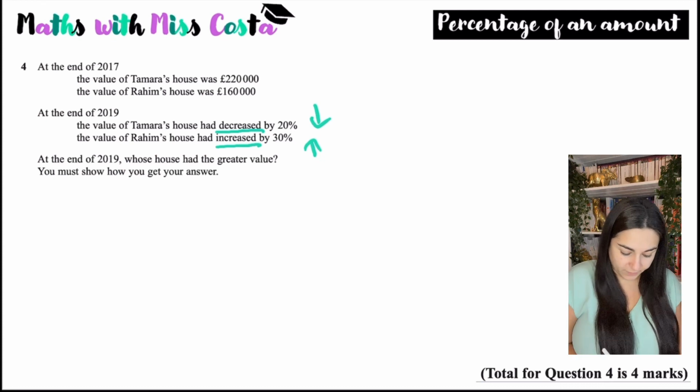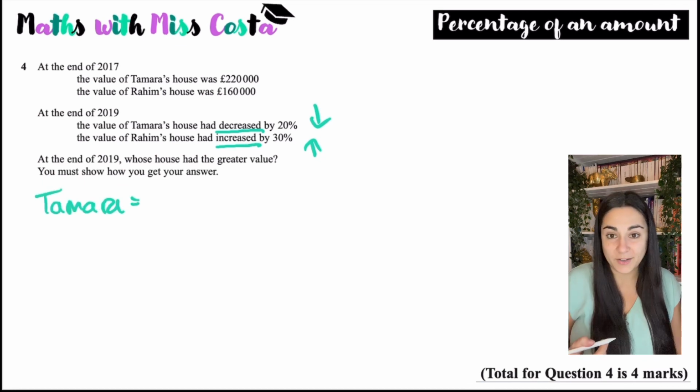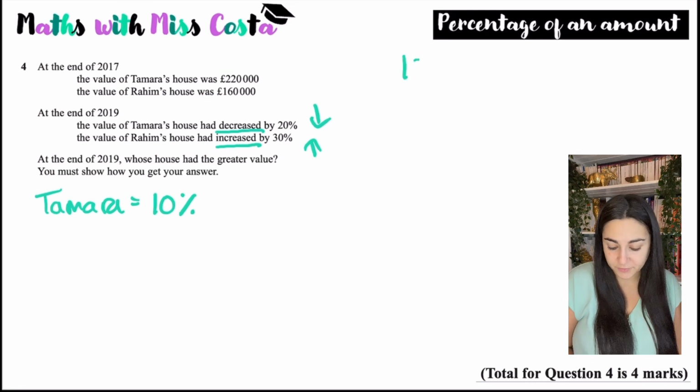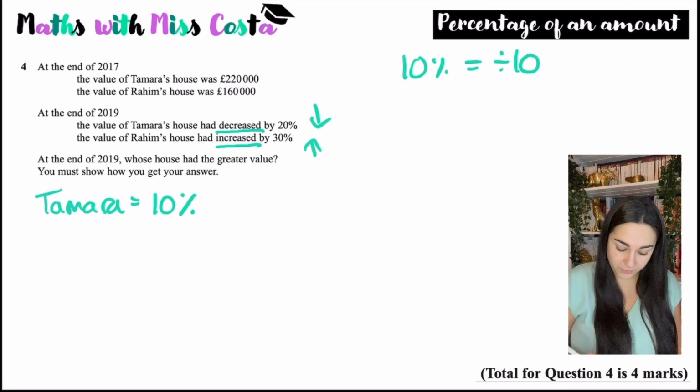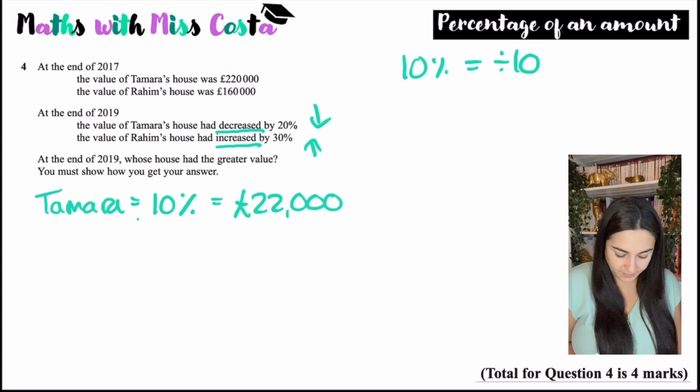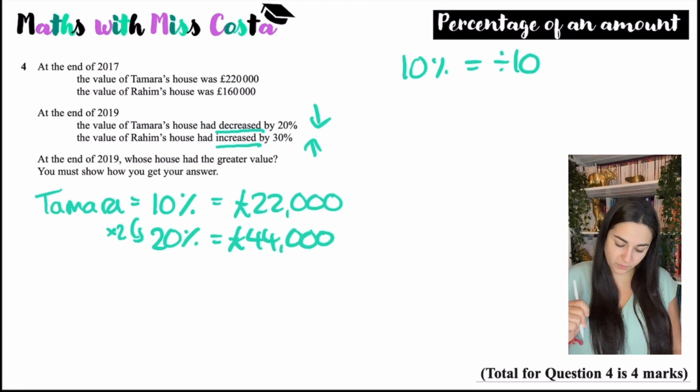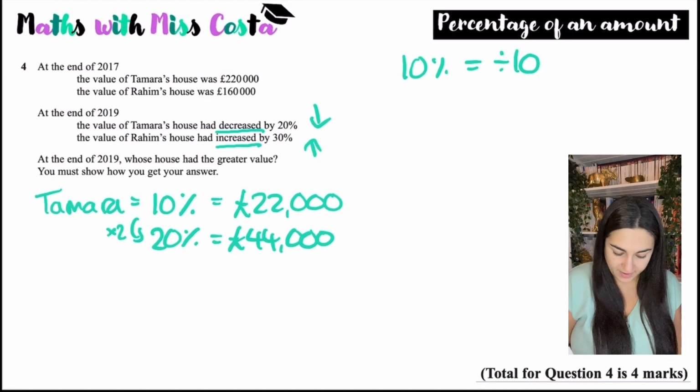So we've got Tamara's house, which was 220,000, and we want to work out 20%. The easiest thing to do for non-calculator papers is start by working out 10%. To work out 10%, little trick, you just divide by 10. So 10% of 220,000 would be 22,000. And to work out 20%, that's double 10%, so we just double it. So Tamara's house had decreased by £44,000. I'm just going to do that little calculation in a bit. First, let's work out Raheem's.